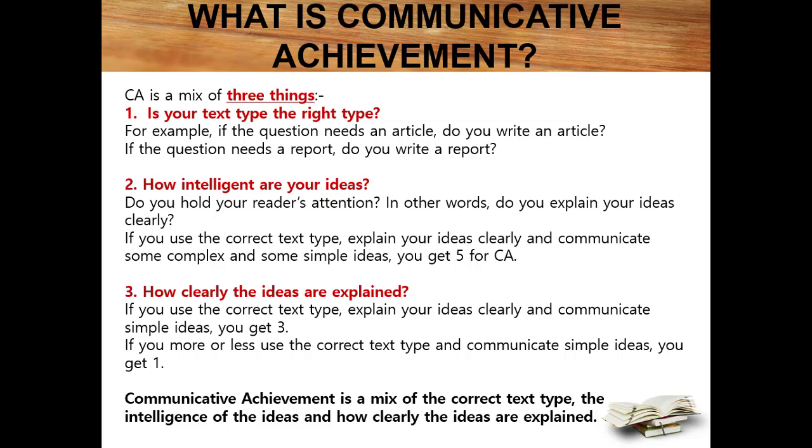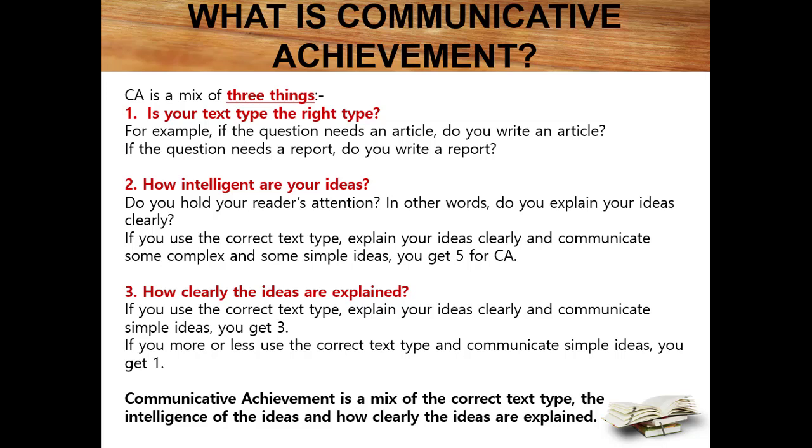Number 2, how intelligent are your ideas? It means, do you hold your reader's attention? In other words, do you explain your ideas clearly? If you use the correct text type, explain your ideas clearly, and communicate some complex and some simple ideas, you can get 5 for CA. Remember, there are three text types: informal, formal, and extended writing. So do you use the correct format?